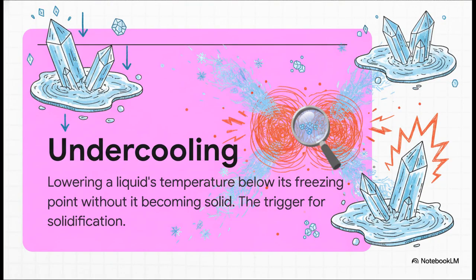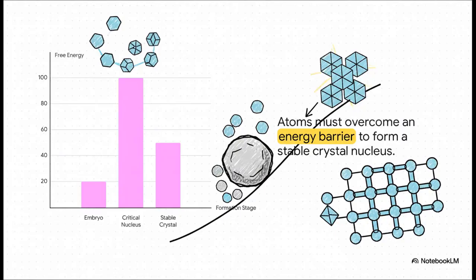So here's the thing. For a crystal to even think about forming, the liquid metal has to be cooled below its normal freezing point. It enters this super chilled liquid state we call undercooling. And that state is what creates the energy push, the driving force needed to kick the whole solidification process into gear.